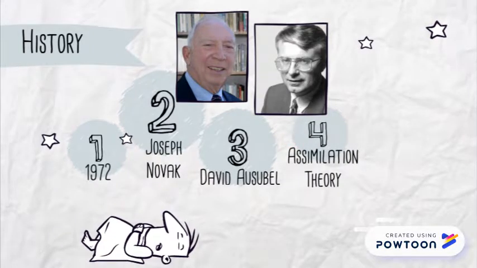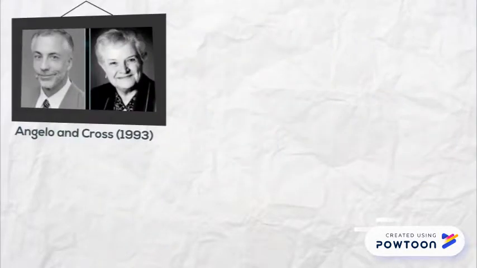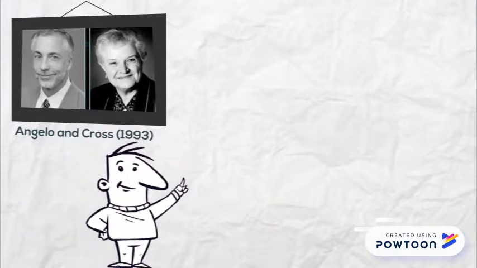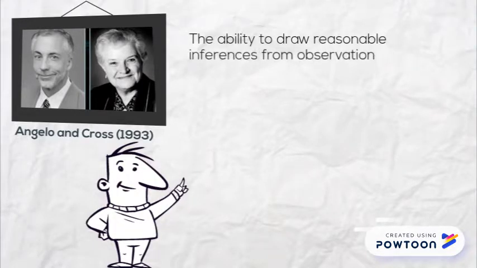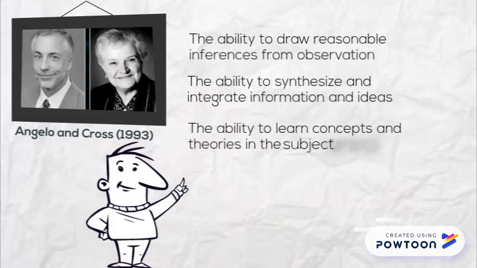When meaningful learning takes place, some changes in our cognitive structure occur, modifying the previous concepts and linking them with the new ones. Angelo and Cross indicated the concept maps develop student abilities in certain critical areas. Among these are the ability to draw reasonable inferences from observations, the ability to synthesize and integrate information and ideas, and the ability to learn concepts and theories in the subject area.